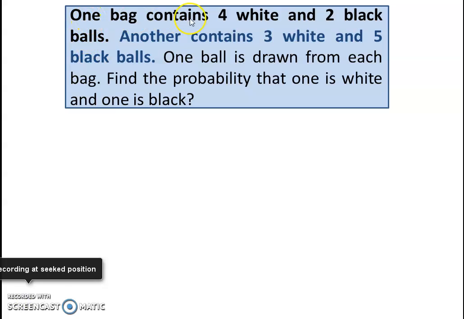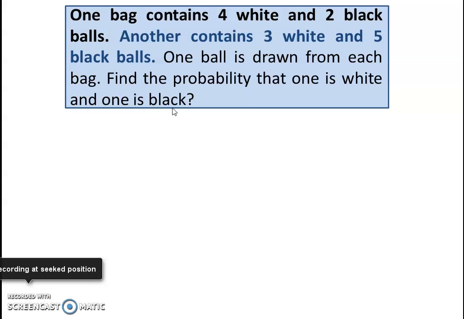Next question is, one bag contains 4 white, 2 black balls. Another contains 3 white and 5 black balls. One ball is drawn from each bag. Find the probability that one is white and one is black. So here we are taking 2 balls in total. We need to find the probability that one is white and one is black. So white ball can be drawn from bag 1 or bag 2. In similar way, black ball can be drawn from one bag or second bag, right?